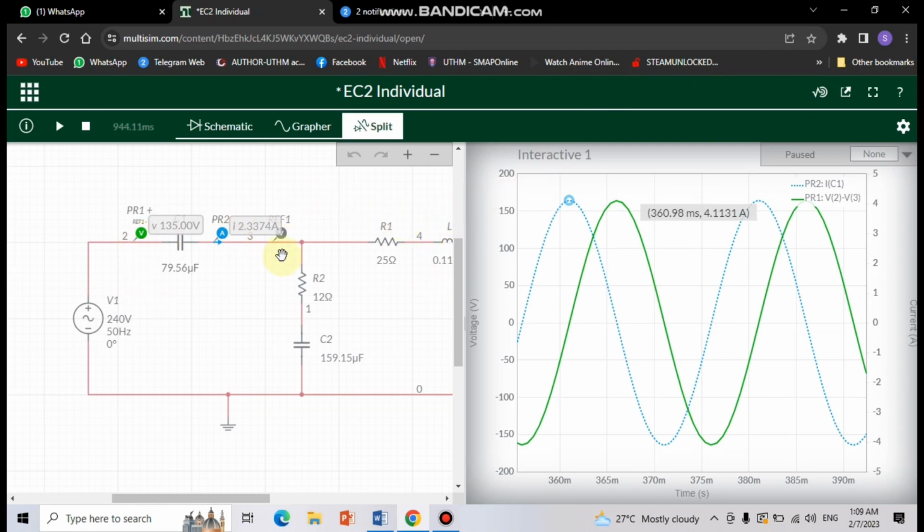So these are the ways to measure the current and voltage in the capacitor. That's all for me. Thank you.